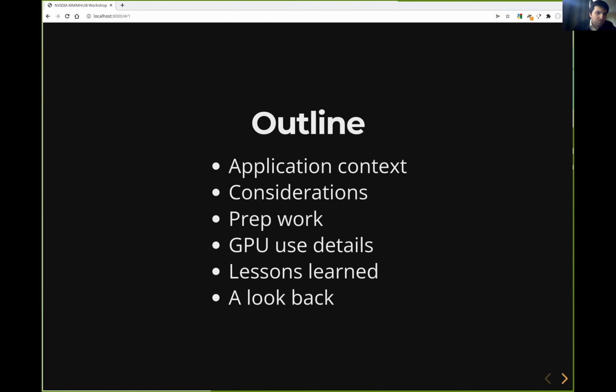So I'll show you some application context considerations. I went through choices made, prep work, details about the usage, and build, the lessons, and see how it all panned out.